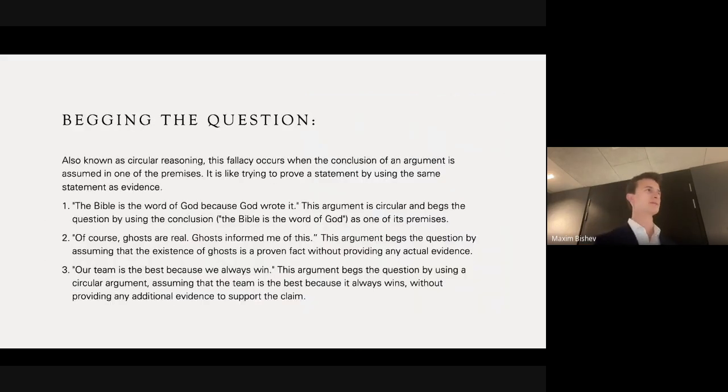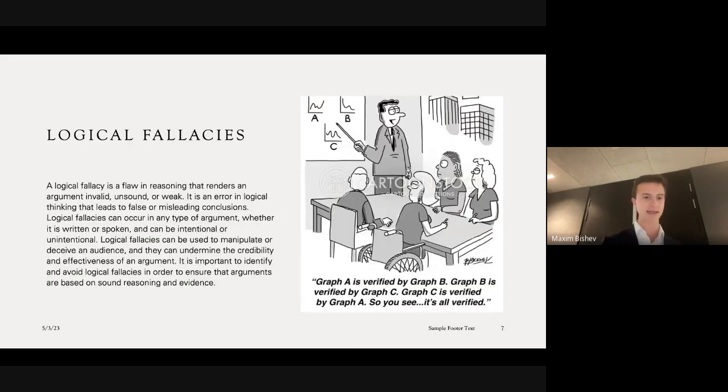Begging the question, this is a very simple logical fallacy known as circular reasoning. If we go back to this slide here, that's what's going on over here. He's saying graph A is verified by graph B is verified by graph C, and C is verified by A. I can give you a funny example of this that I heard once. It's just a joke.